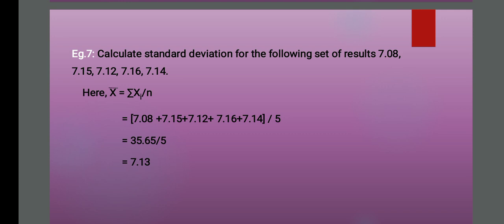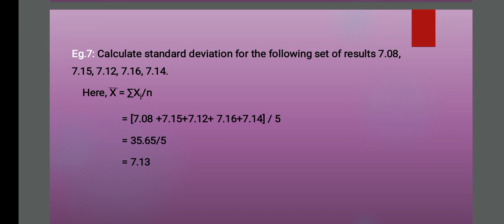The problem is, calculate the standard deviation for the following set of results: 7.08, 7.15, 7.12, 7.16 and 7.14. We have 5 different values: 7.06, 7.15, 7.12, 7.16 and 7.14. You know the formula: the standard deviation is the square root of the sum of xi minus x bar the whole square divided by n minus 1.